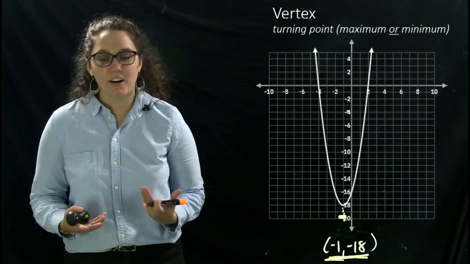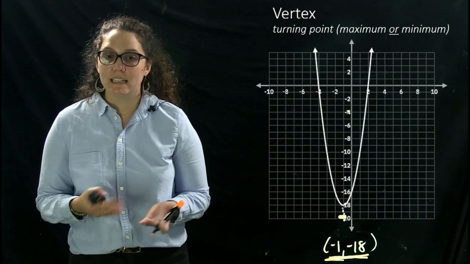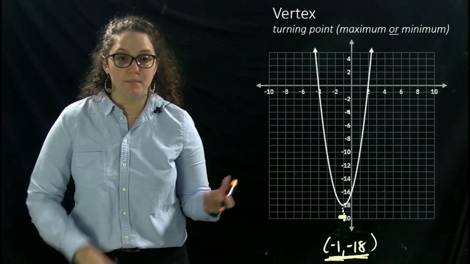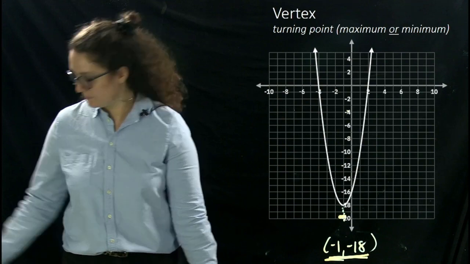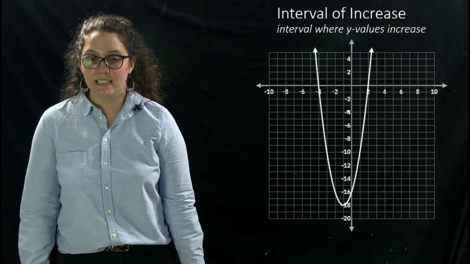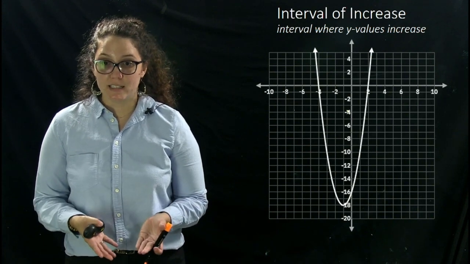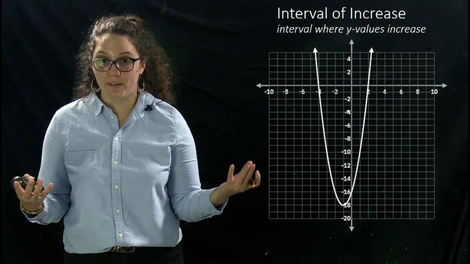So your vertex, we've already talked about it. It's very useful for identifying other key features, but remember that it's the turning point of your parabola. It's your maximum or your minimum. In this case, your vertex is -1, -18. So intervals of increase and decrease. Your interval of increase is the interval where your y values are increasing, and the way you write it is to tell between what two x values the y values are increasing.